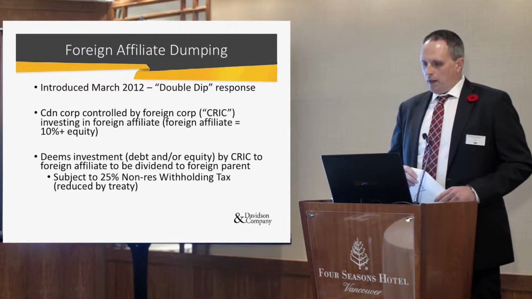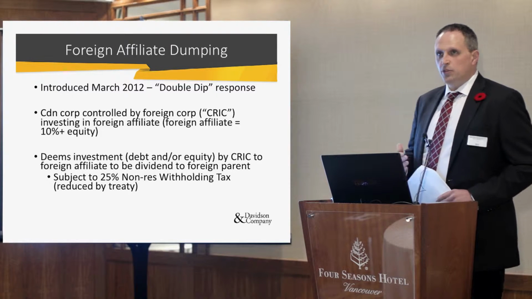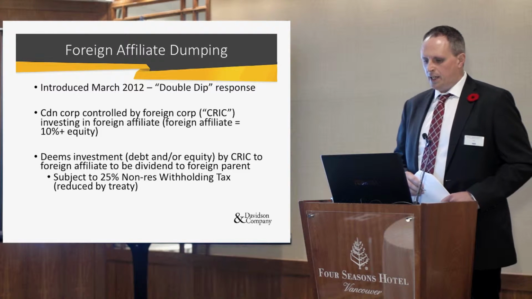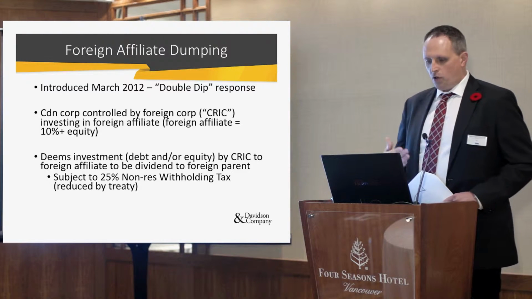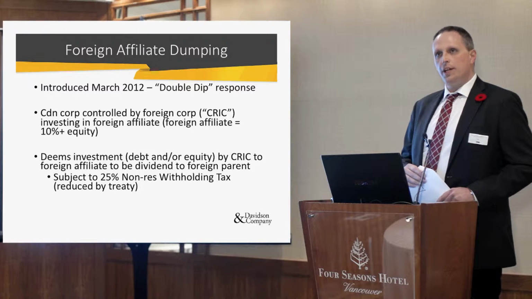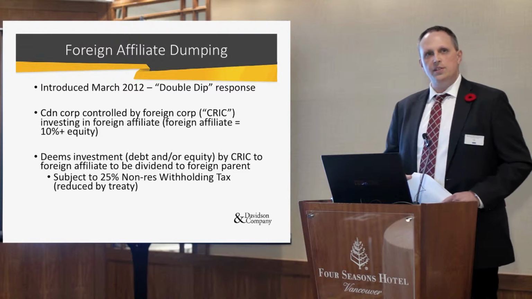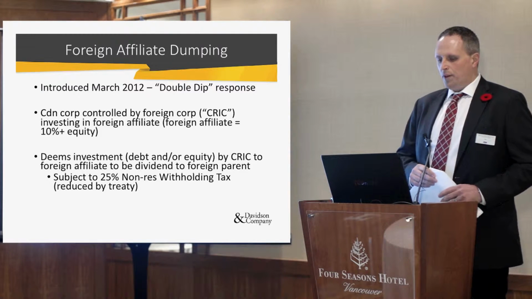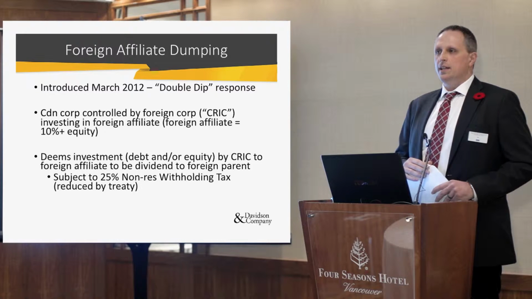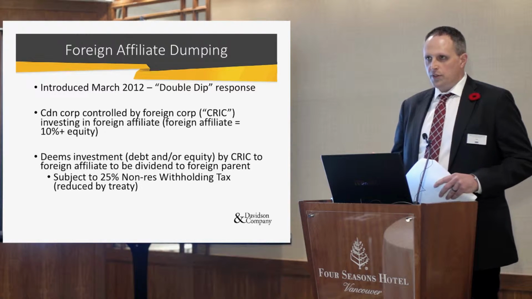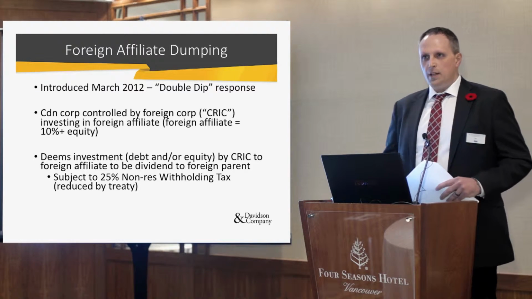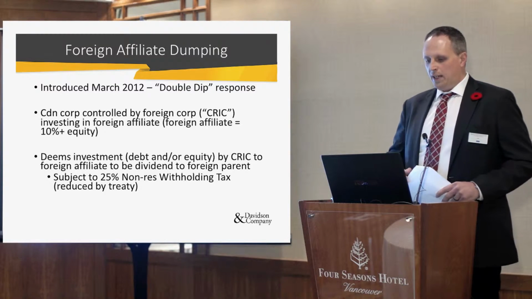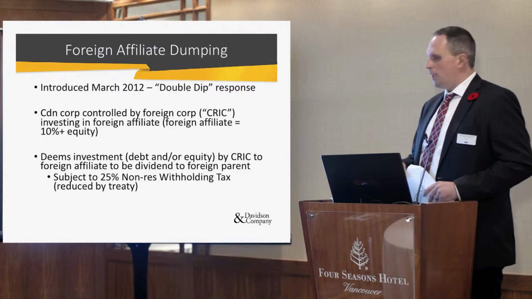So starting with the foreign affiliate dumping. As I mentioned, this was introduced in March of 2012, and it involves a Canadian corporation that's controlled by a foreign corporation, and the Canadian corporation is subsequently investing in another foreign affiliate. The main issue here is the new rules create a deemed dividend by the Canadian company up to its foreign parent on that investment down to the foreign subsidiary.